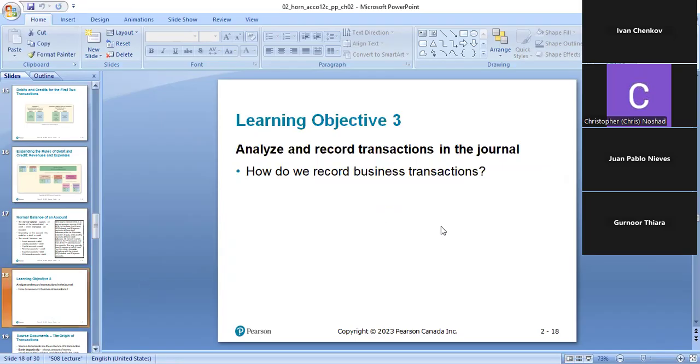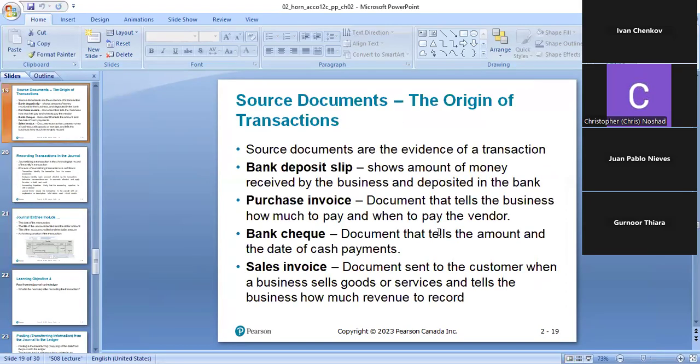So analyze and record transactions in the journal entry. What we have to do is, first we have to see what will be the document that's going to tell us that there's a transaction. Well, we can find different sources of documentation. A simple one will be the bank statement or bank deposit slip. Once we deposit the money in the bank, the ATM or the teller is going to give you a deposit slip. What's going to say on the deposit slip? The money was put in your bank account. From where did that money come from? From your own pocket.